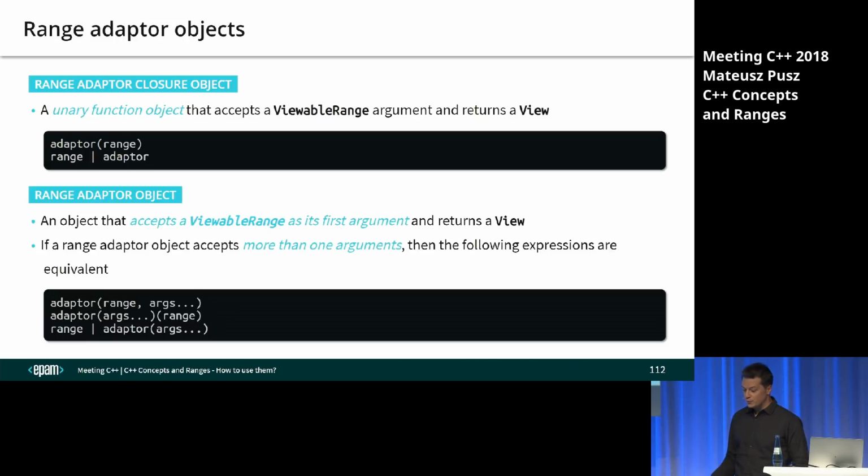If our functor takes more than one argument, we can provide those here or here, and there's additional syntax where we can provide the arguments first and the range in the last braces.